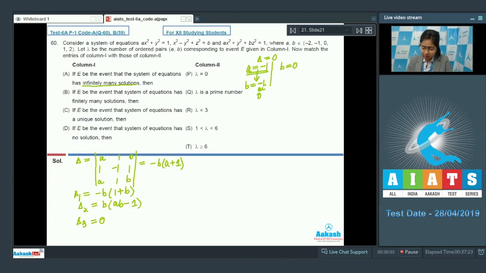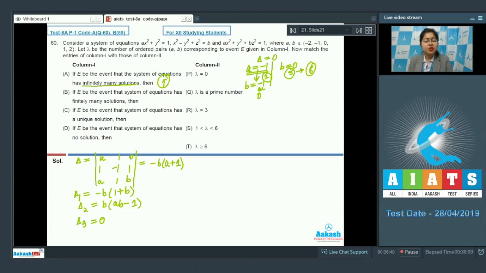Now, for b equal to 0, it can be seen that they are always 0. So, the number of ordered pairs (a, b) are, we will get 5 ordered pairs from here, of which one will be intersecting in both. So, we can say that in total there will be 6 ordered pairs. So, the value of lambda will be equal to 6, which means that option T is correct.